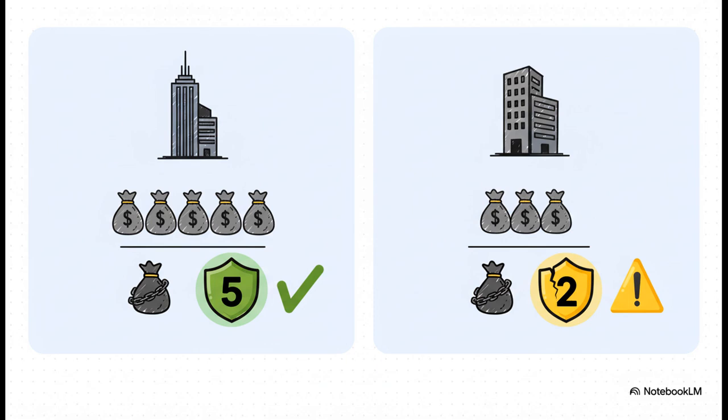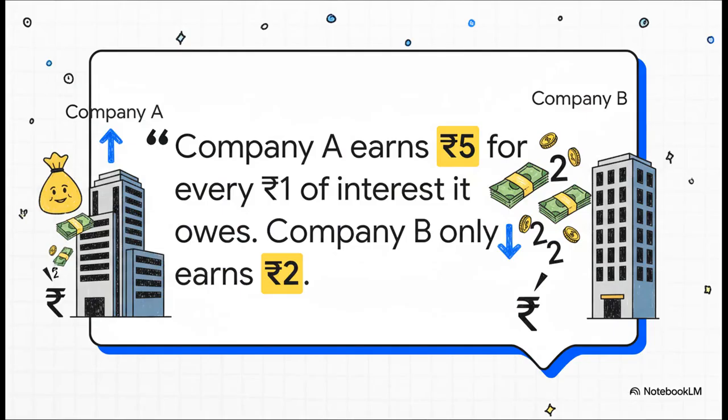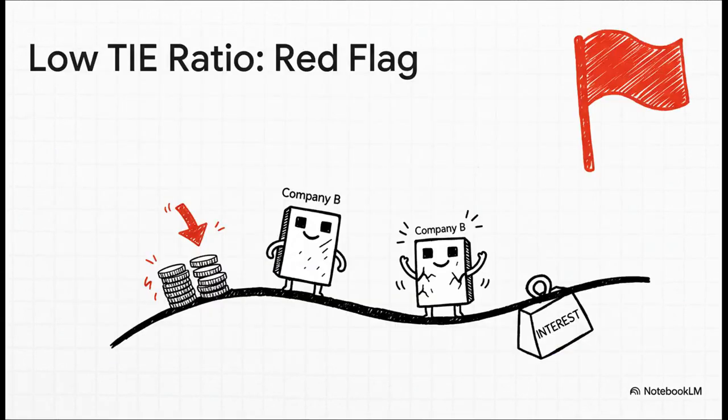So when we actually do the math, the story becomes crystal clear. For Company A, we divide its 50 lakh in earnings by that 10 lakh interest payment, and we get a TIE ratio of 5. For Company B, it's 20 lakh divided by 10 lakh, which gives us a TIE ratio of just 2. So what do these numbers, 5 and 2, actually mean in the real world? It's simple. For every single rupee Company A owes in interest, it's actually generating 5 rupees in earnings to cover it. But Company B, it's only generating 2 rupees for that very same 1 rupee of interest. Big difference.